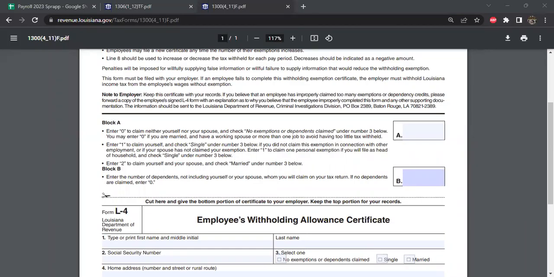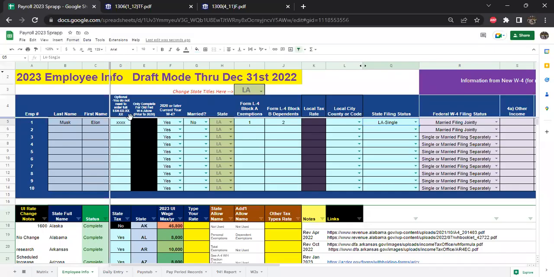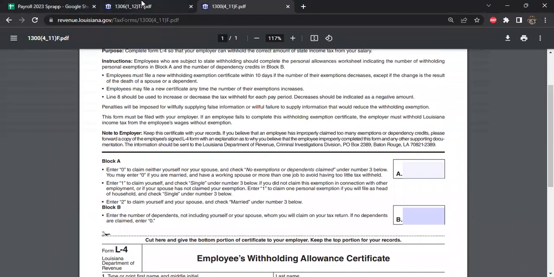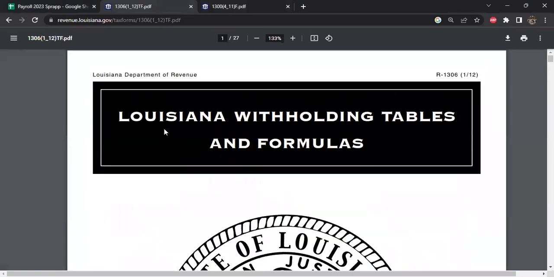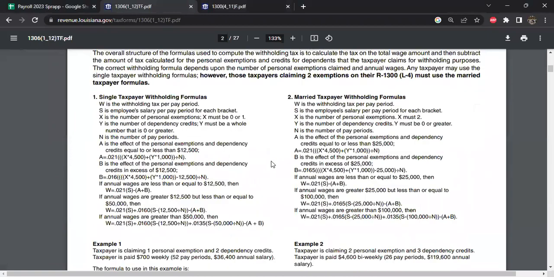Hello there, everyone. It's December 8th, 2022, but we're talking about Louisiana payroll and Louisiana withholding. Louisiana withholding, I do not believe it is scheduled to change. It's been this way for several years. You can see that the booklet is like 2017 or something. It hasn't changed in a long time.